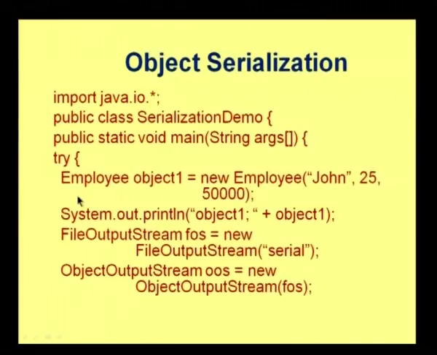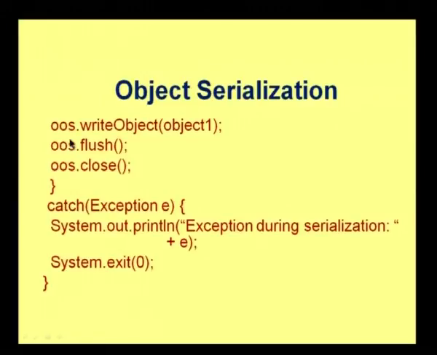So here I have a main, and now I am creating an Employee object. This Employee object is created, and then I am trying to store that inside a file. So I have opened a file output stream, and then I have opened an object output stream. Now this serial is the file name in which we are going to store the serialized Employee object. So now I am writing writeObject. The writeObject method is available in your stream. I am giving writeObject and then your object name, and then I am flushing the stream, and then I am closing the stream.